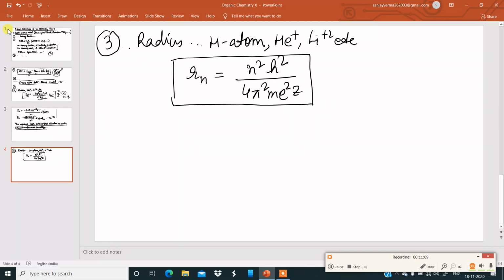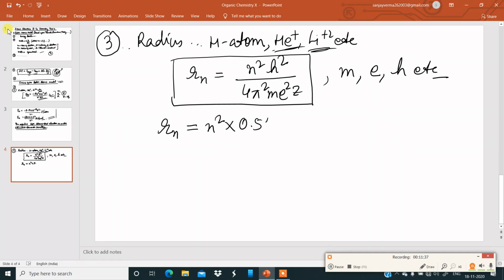To calculate the radius of hydrogen atom or hydrogen like atoms, helium or lithium ions, we have to remember this formula. If you substitute in this formula the values of mass of the electron, the charge carried by the electron, the Planck's constant, etc., then the radius of the atom comes out to be something like this: n square, h is Planck's constant, and given values, 529 into 10 to the power of minus 10 divided by Z. This is in meter, by the way.